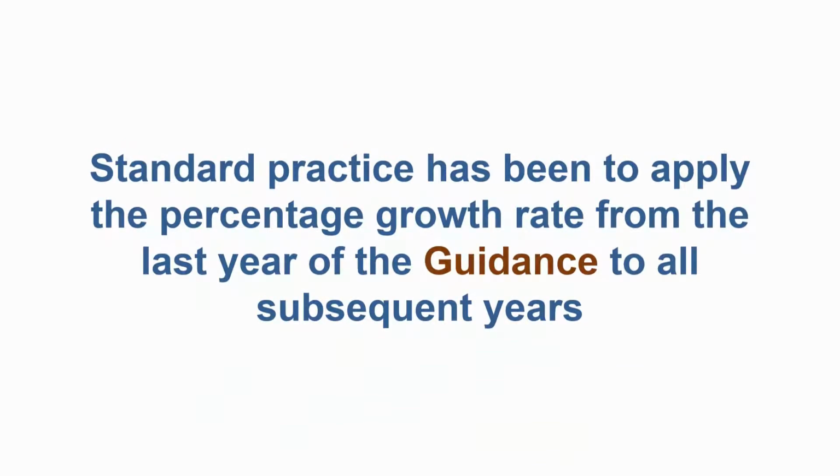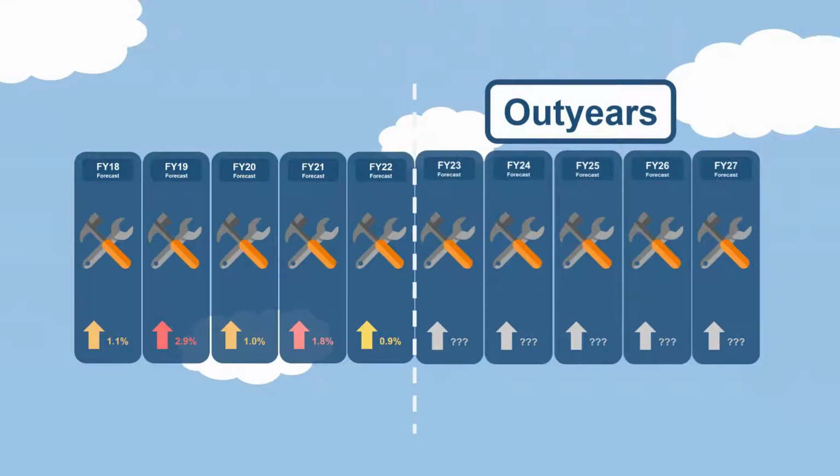Standard practice has been to apply the percentage growth rate from the last year of guidance to all subsequent years. In this example, the forecasted escalation rate of manufacturing labor in the 5th year of guidance was 0.9%. If we applied the recommended technique, then this would mean there would be a 0.9% increase each year out. But this method of forecasting the out years may not be realistic. Let's compare this with an analogy.